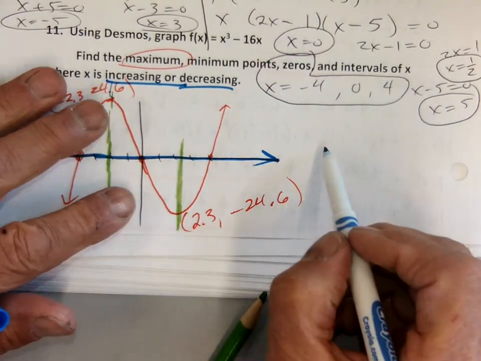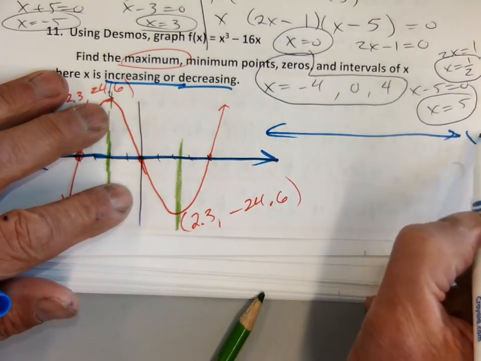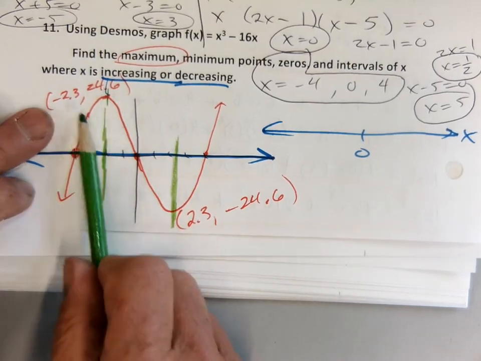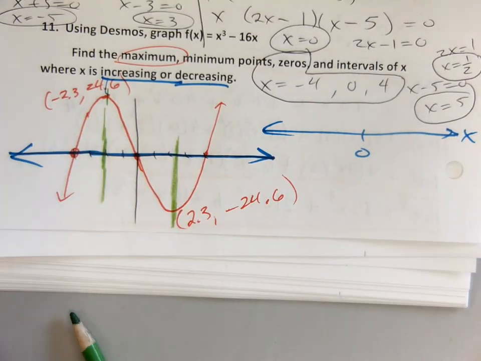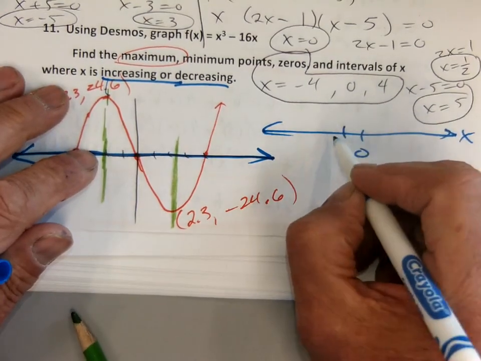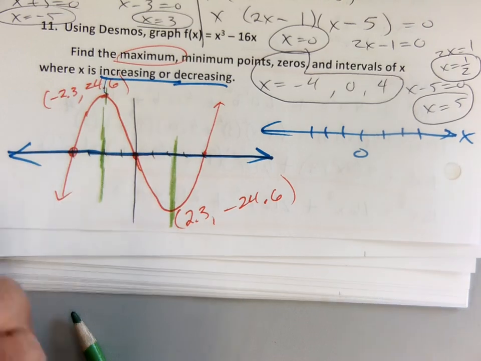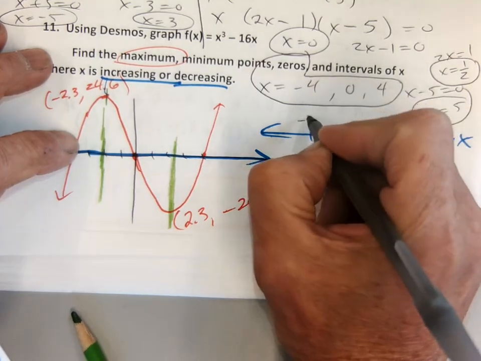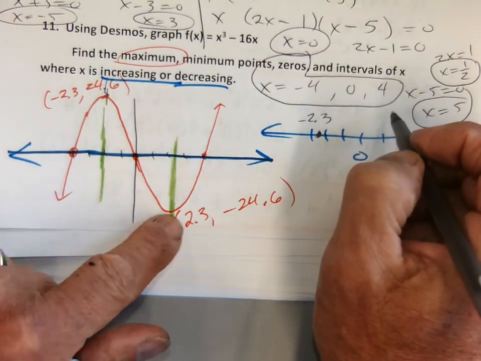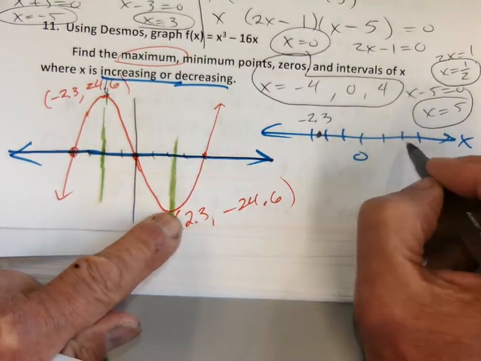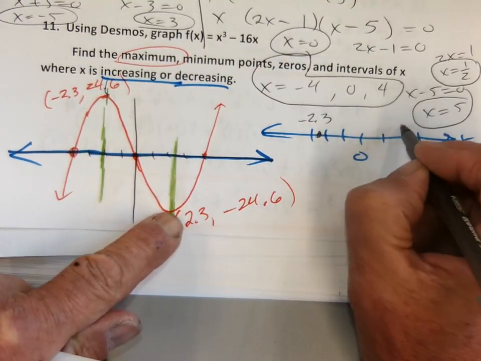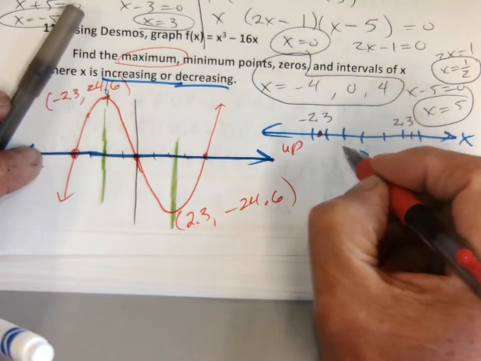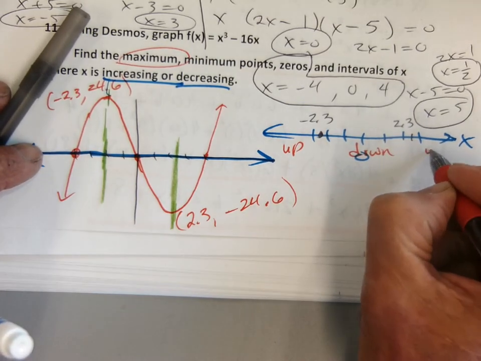All right, so let me draw my number line over here again. Okay, so you guys, here's my number line, which is the x-axis. Here's 0, right? So this point right here has to be the negative 2.3. It goes uphill to negative 2.3. So I'm going to put a spot at 2.3. There's my negative 2.3. And then it goes downhill from here to here, so at positive 2.3, and then it goes up again. So I like to write up, down, and up, okay?